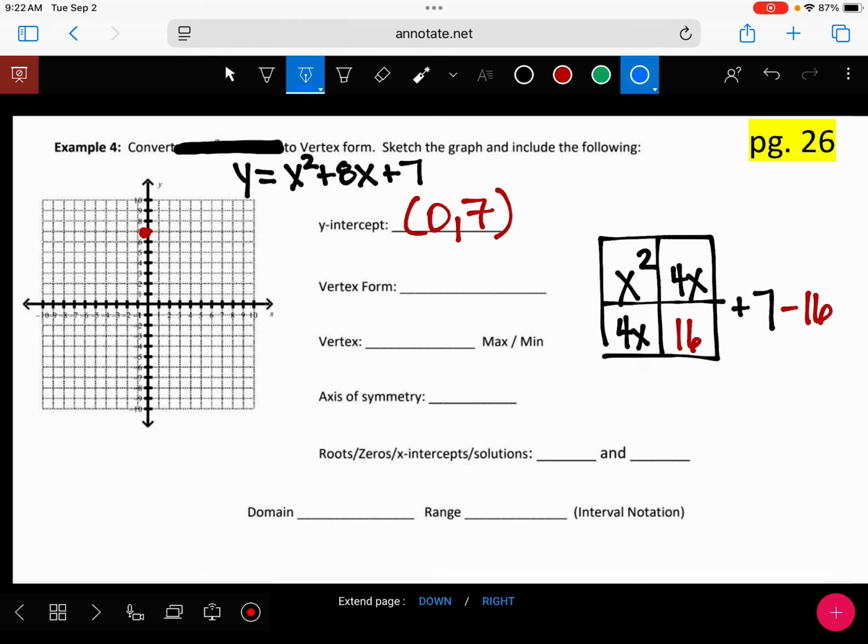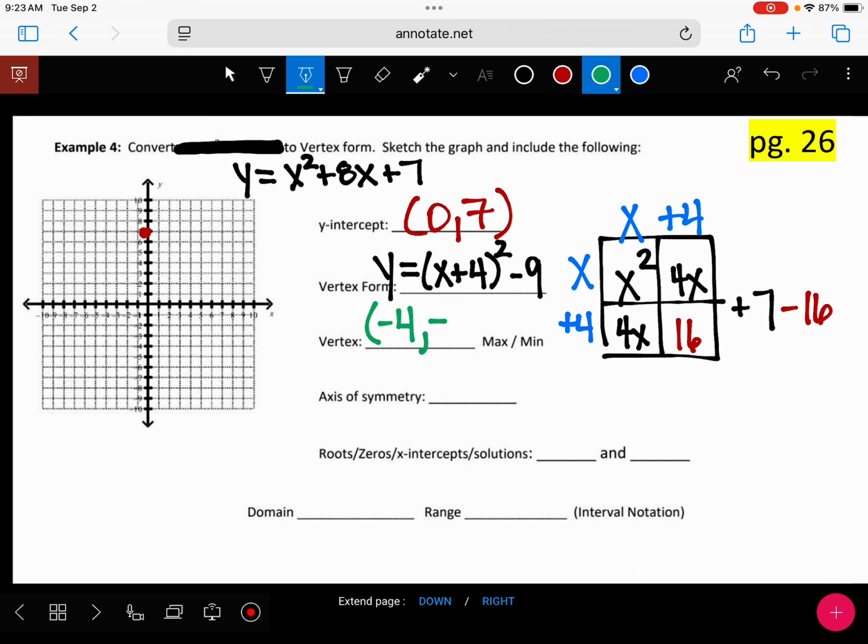So now, when you factor this down, we have y equals (x plus 4) squared. And what's 7 minus 16? 7 minus 16. Negative 9. All right, raise your hand if you had that for your vertex form. Okay. The vertex, you flip h, so that would be a negative 4, negative 9.